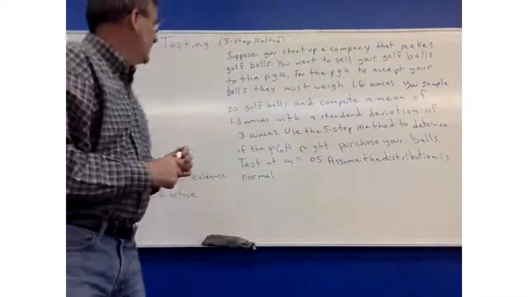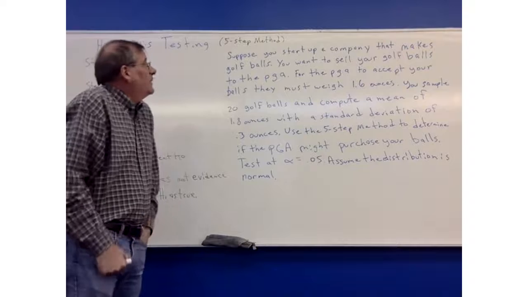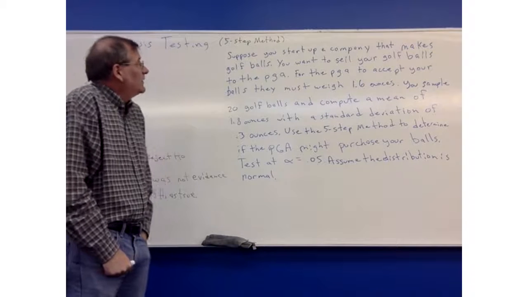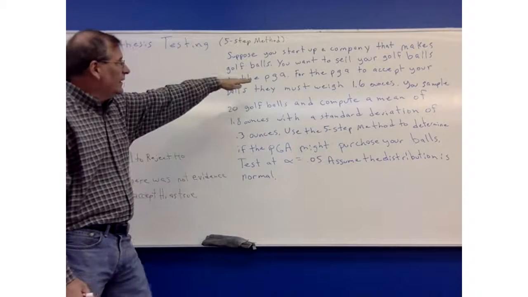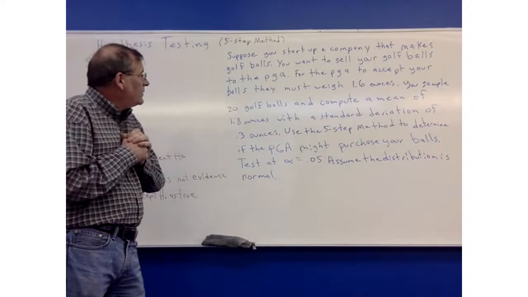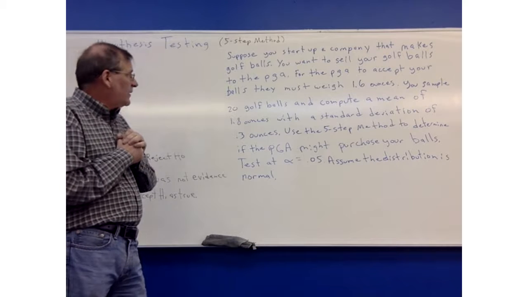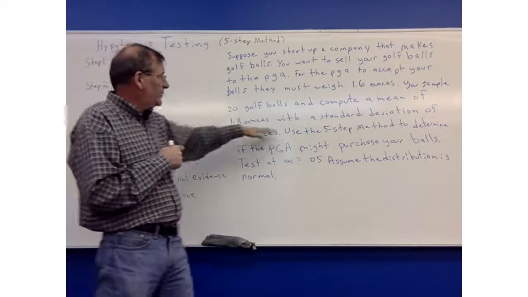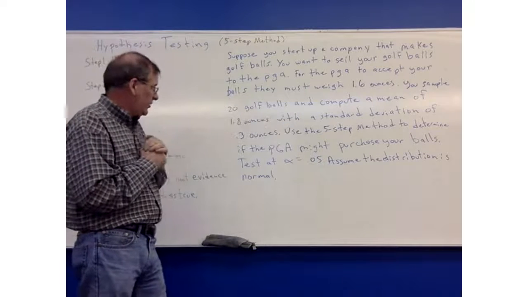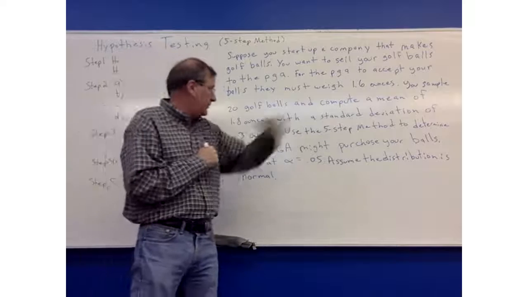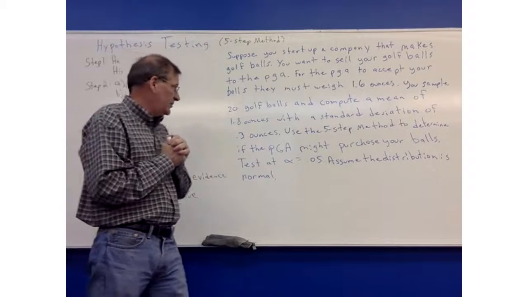Okay, here's another problem for us to work. Suppose you start a company that makes golf balls. You want to sell your balls to the PGA, Pro Golfers Association. For the PGA to accept your balls, they must weigh 1.6 ounces. You sample 20 golf balls and compute a mean of 1.8 ounces with a standard deviation of 0.3 ounces. Use the 5-step method to determine if the PGA might purchase your balls. Test that alpha is 0.05, assume the distribution is normal.